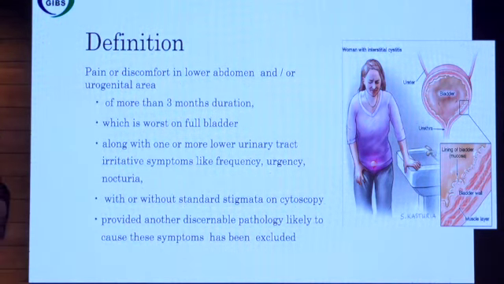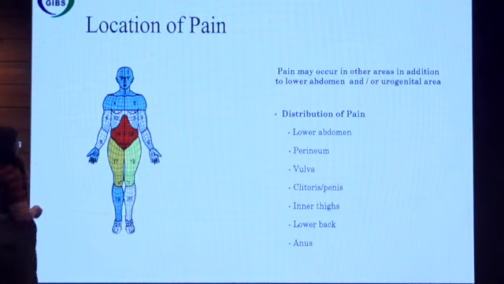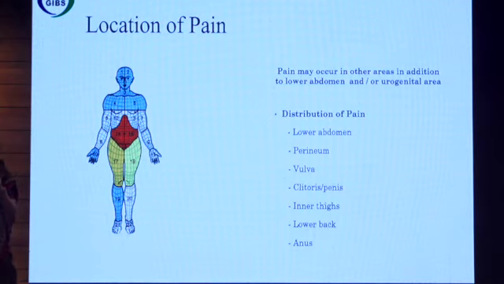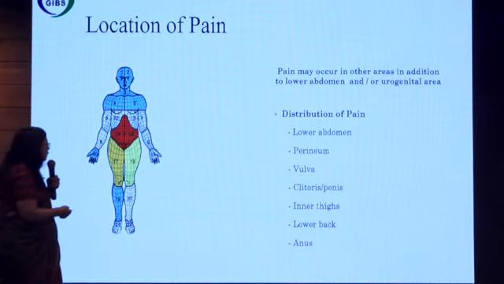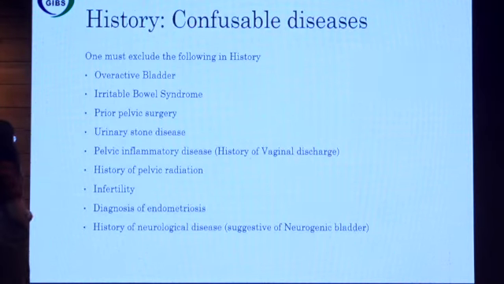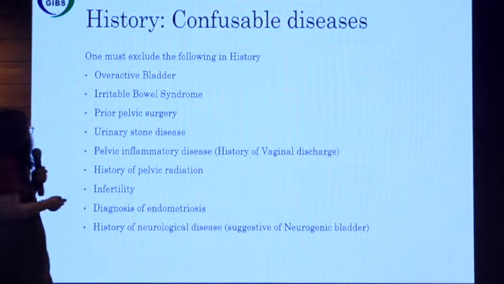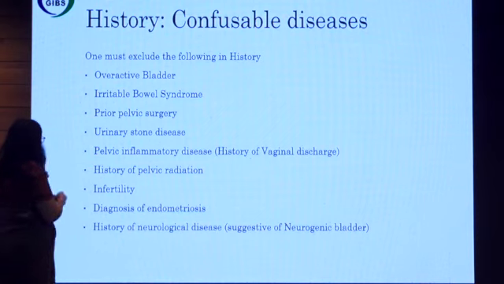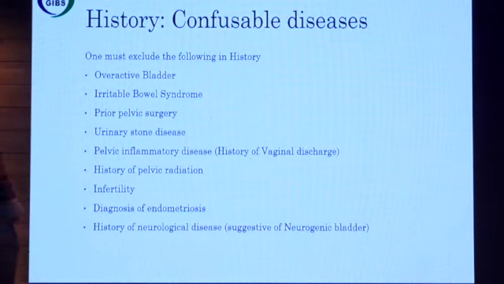And the most important thing is UTI. Now the location of pain. Sometimes the patient will not say that she is having pain in the bladder. She will say it's probably the lower abdomen or perineum, vulva, even clitoris, penis, inner thighs, lower back or anus, because pain could be referred as well. Then in the history itself, you have to rule out all those disorders which can have similar symptoms, like overactive bladder, where frequency and urgency could be there, irritable bowel, pelvic pain, and urinary stone.